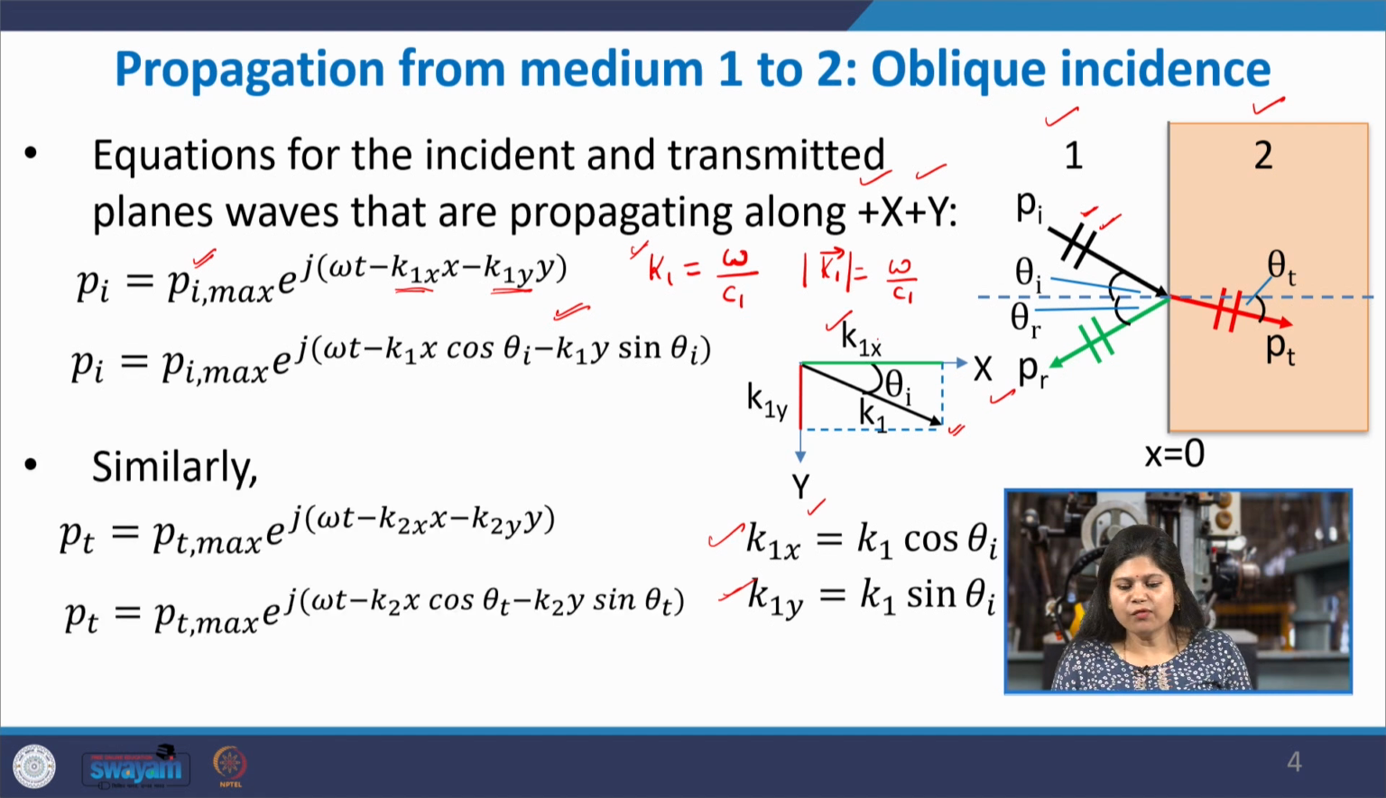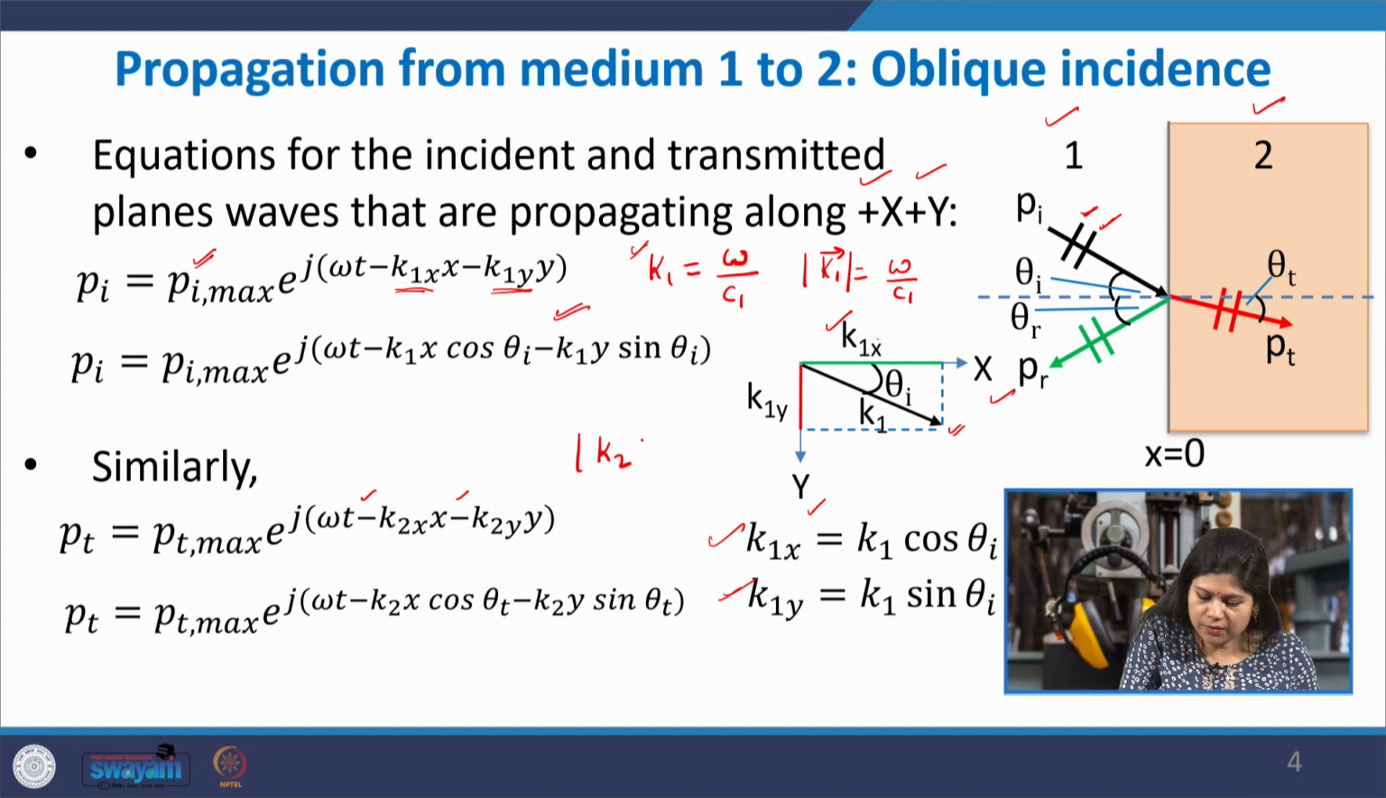In the same way, we can do it for the transmitted wave. The transmitted wave is also travelling forwards in the x axis and the y axis. That is why we have the negative sign, and we have the symbol k2 instead of k1 because it is in a different medium. Here k2 is omega by c2.